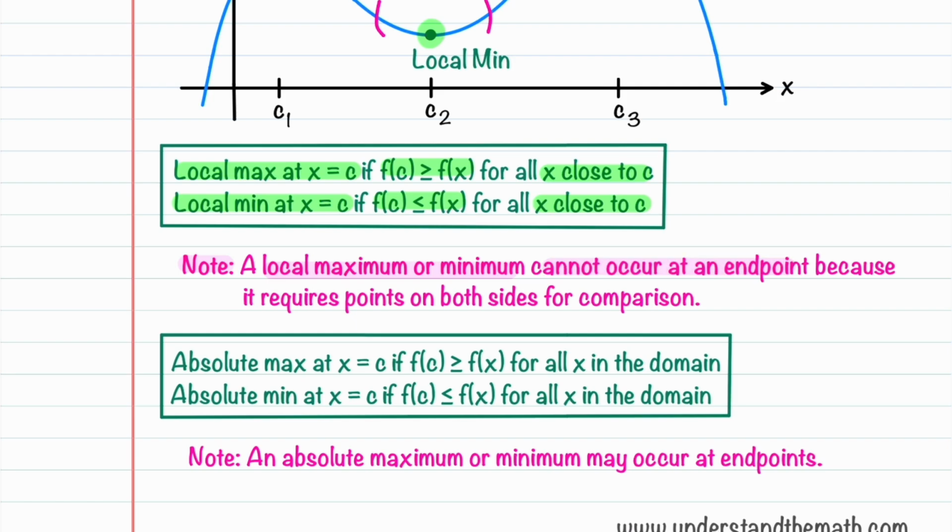sides for comparison. A point is an absolute max at x is equal to c if f of c is greater than or equal to f of x. That's the same thing as the local max, but now it has to be for all x in the domain. And then something similar is true for an absolute min at x is equal to c. F of c is less than or equal to f of x for all x in the domain. Unlike local max and mins, an absolute max or min may occur at an endpoint.